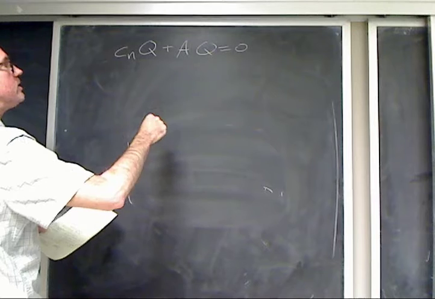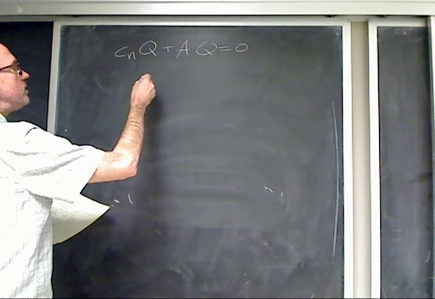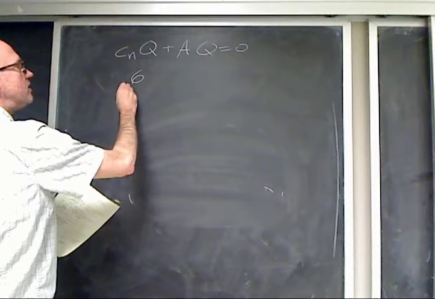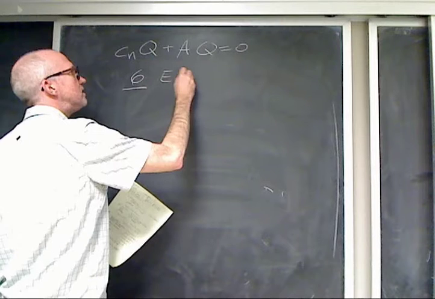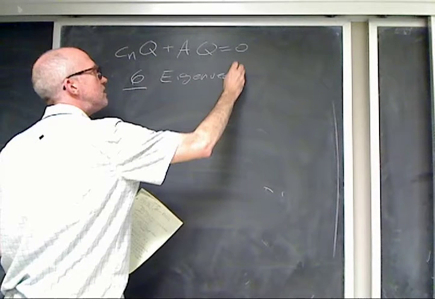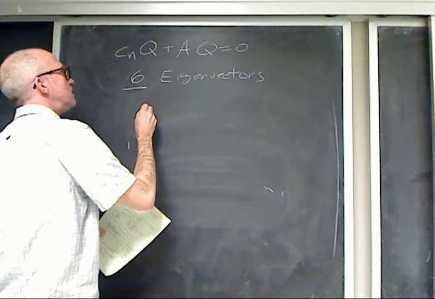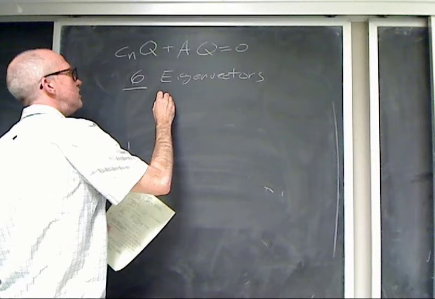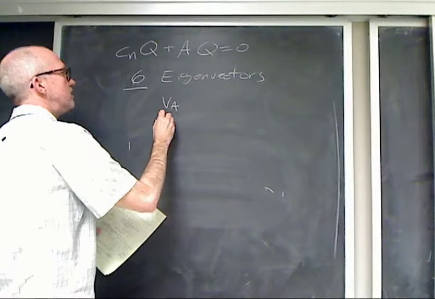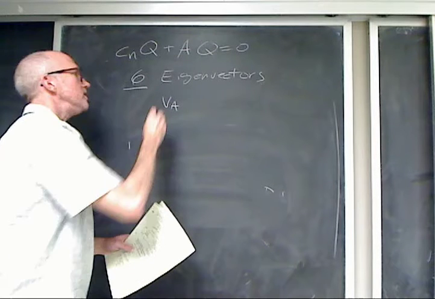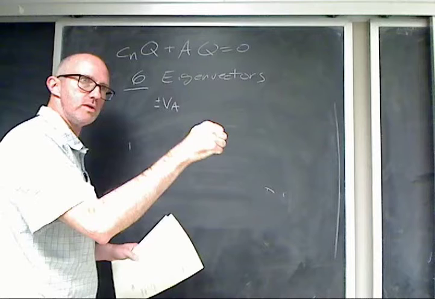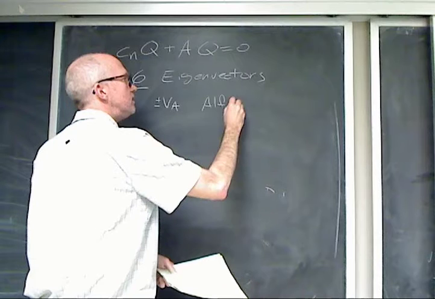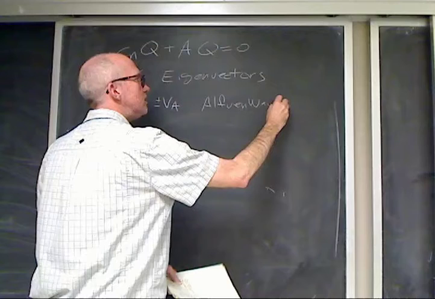This gets you your perturbed equations again. It's also an eigenvalue equation, so we can solve for the eigenvectors. There are 6 eigenvalues, and they are plus or minus VA, because it can go that way or it can go the other way. So I've got two waves traveling in either direction. So these are the Alfvén waves.